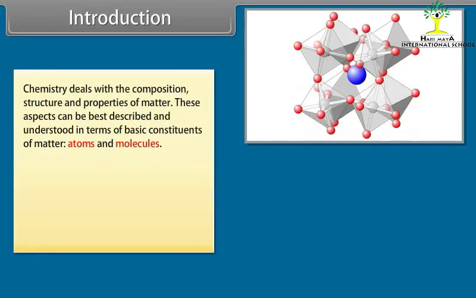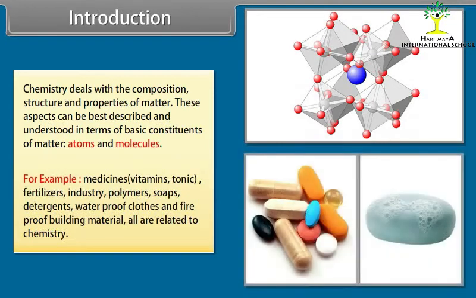Chemistry deals with the composition, structure, and properties of matter. These aspects can be best described and understood in terms of basic constituents of matter: atoms and molecules. For example, medicines, vitamins, tonics, fertilizers, industry, polymers, soaps, detergents, waterproof clothes, and fireproof building material all are related to chemistry.